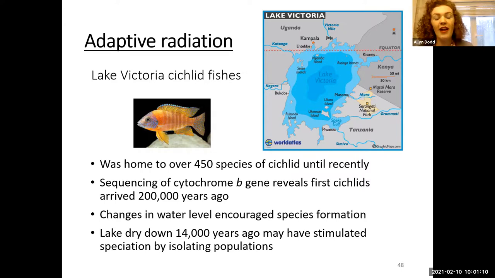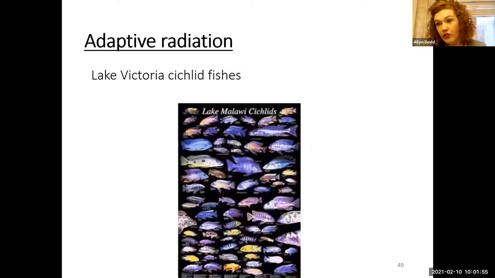And so the way that adaptive radiation occurred here is essentially you had habitat islands created by water level changes, particularly things like drawdown. So when you have creation of habitat islands, it doesn't necessarily have to be an actual island. It could be on land, it could be a patch of that land, it could be in water in this case. And so changes in water level isolated populations and encouraged speciation, okay? And specifically an event 14,000 years ago may have really stimulated speciation because you had the creation of these little pool habitats or smaller habitat islands that isolated populations and led to speciation, okay? And there's a huge diversity of cichlid fishes now.